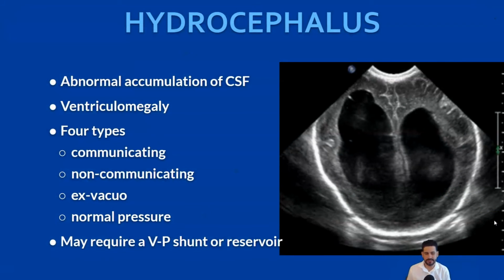All right, hydrocephalus. Hydrocephalus is pretty common. It is an abnormal accumulation of cerebrospinal fluid in the ventricles with ventriculomegaly, so the ventricles get enlarged. There are 4 types: communicating, non-communicating, ex vacuo, and normal pressure. Depending on the severity, they may require a VP shunt or a reservoir to be placed to reduce that ventriculomegaly, which puts pressure on the brain and can lead to brain damage.